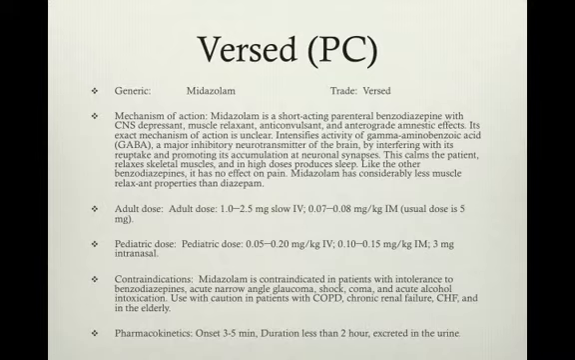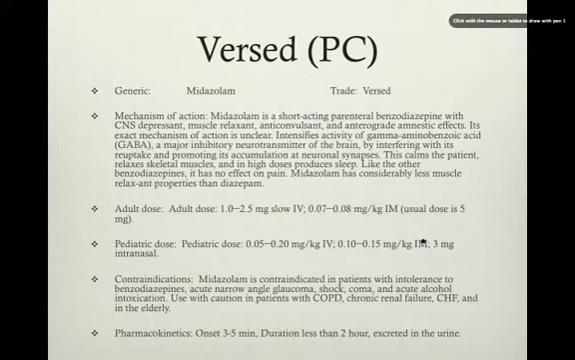Versed, primary care. Generic on this is going to be midazolam, and the trade name is Versed. This is also a GABA agonist or a GABA stimulant. Midazolam is a short-acting benzodiazepine with CNS depressant, muscle relaxant, anticonvulsant, and anterograde amnesic effects. Its exact mechanism of action is unclear.